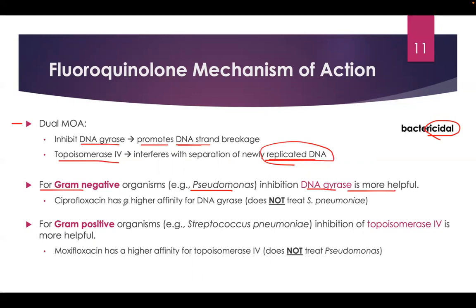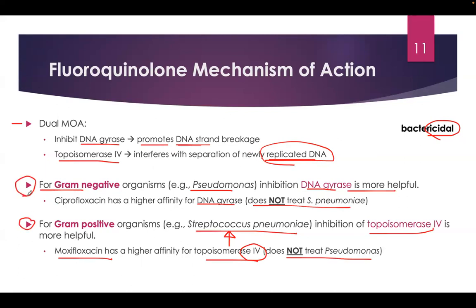And ciprofloxacin has a very high affinity for DNA gyrase, but does not treat Streptococcus pneumoniae. When we talk about gram-positive, such as pneumococcus, this is more of a topoisomerase 4 phenomenon. Well, moxifloxacin actually has the highest affinity for topoisomerase 4. It's a respiratory quinolone, so very good for covering pneumococcus, but you're not going to get any pseudomonal coverage. So I think for the sake of our class, that is good to know.